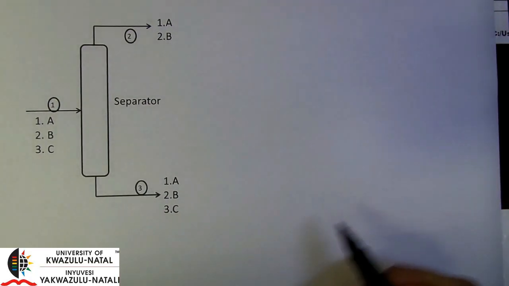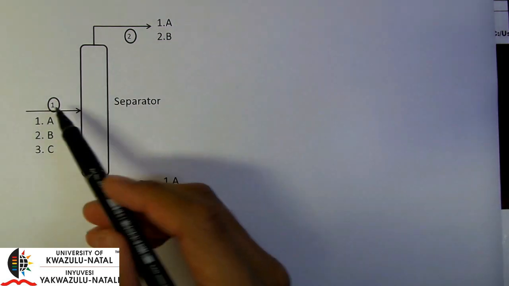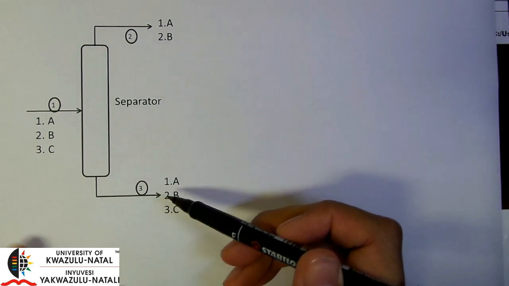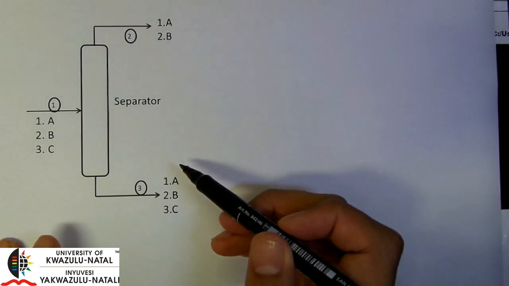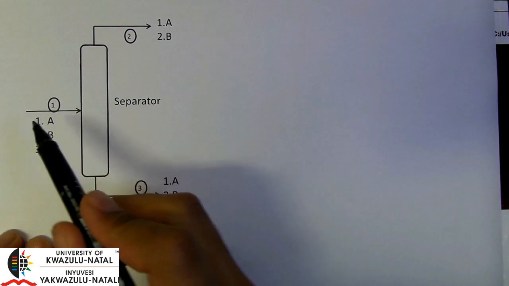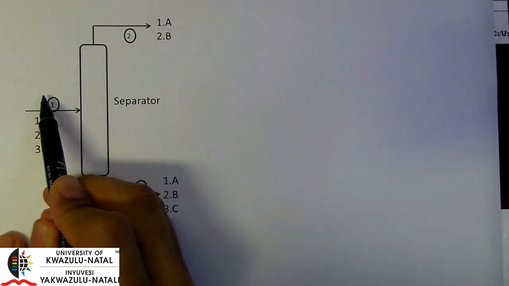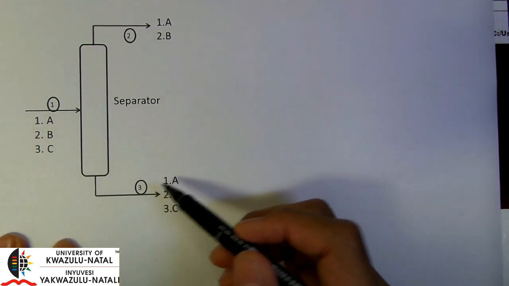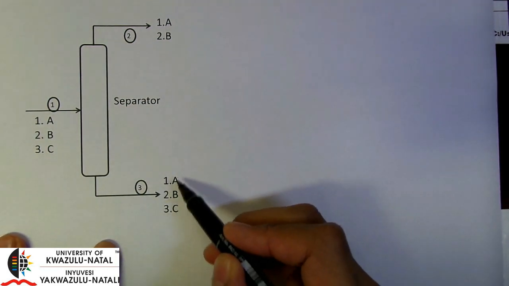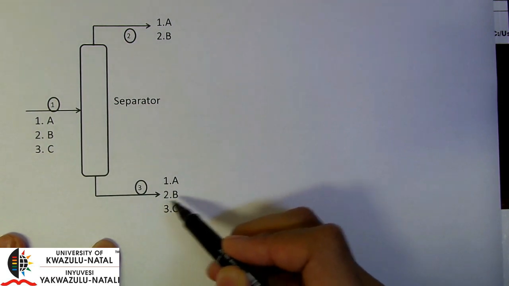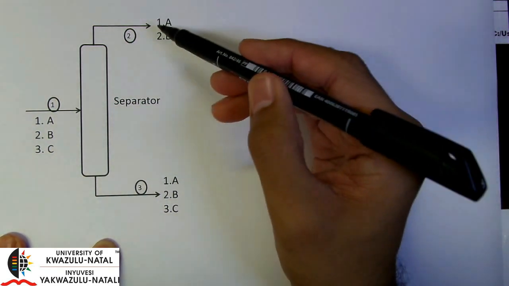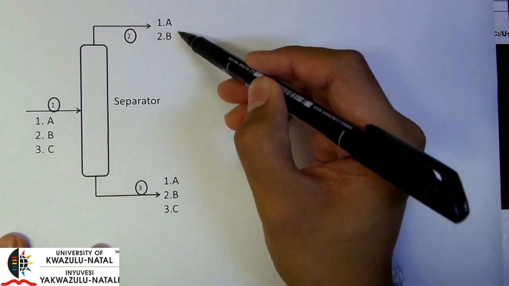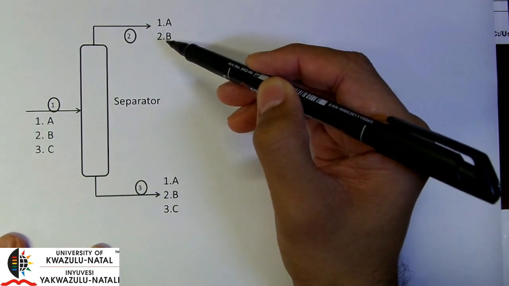Now let's get back to our separator. Okay, with our one stream coming in and two streams coming out. Now if we had to count our independent variables, we would note that we should be having one flow there and at least two compositions. For stream 3 we would have one flow and also two compositions. The third one we can get by difference. And for stream 2 we would need one flow and one composition. The other we can get by difference.